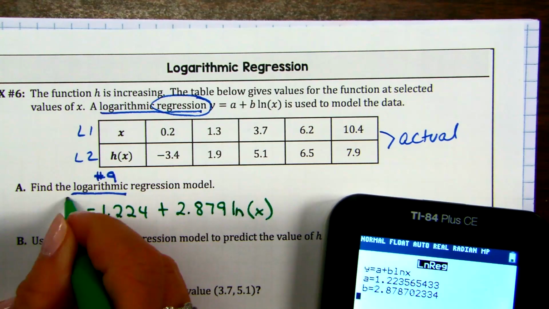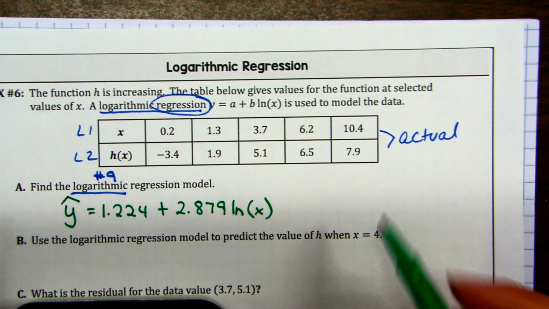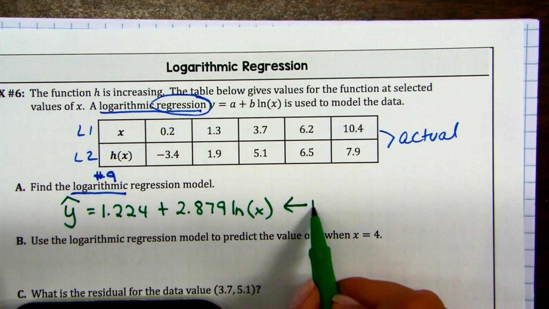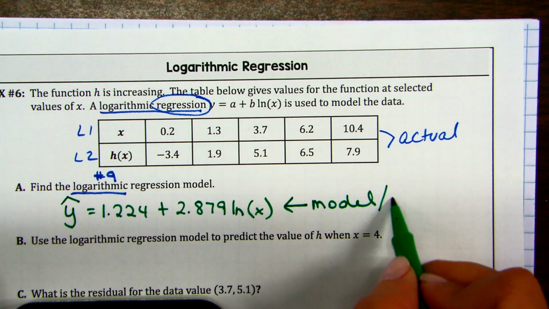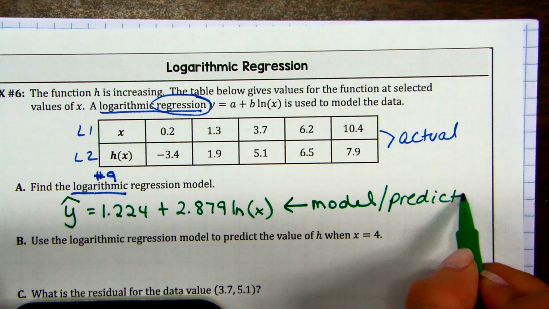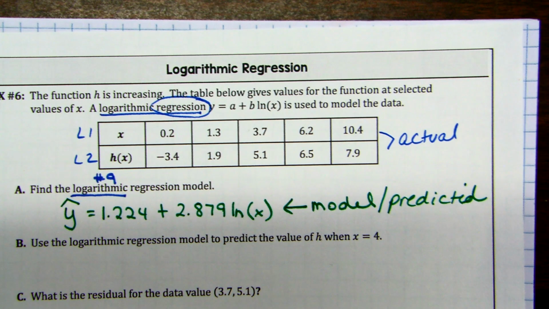And remember, if I put a hat on my Y, that's just labeling it as the model, as my regression formula. I'm not going to mark it wrong. Nobody would mark it wrong if you didn't put it there. So this is what your model is. We use it to find predictions. We're using it to get predicted answers, okay? So here we go with that.